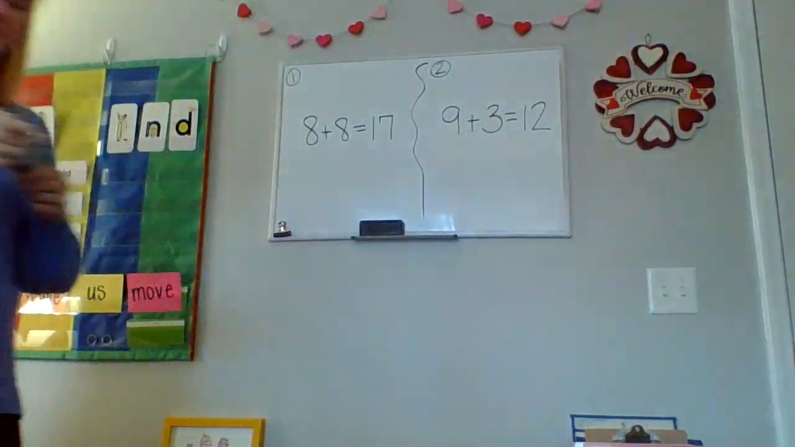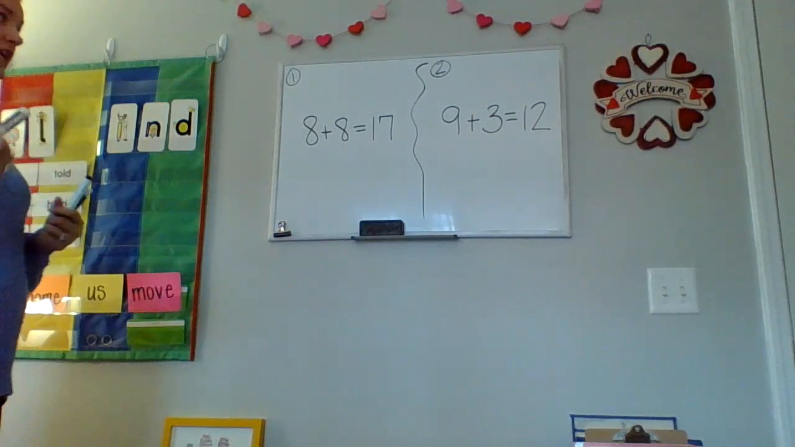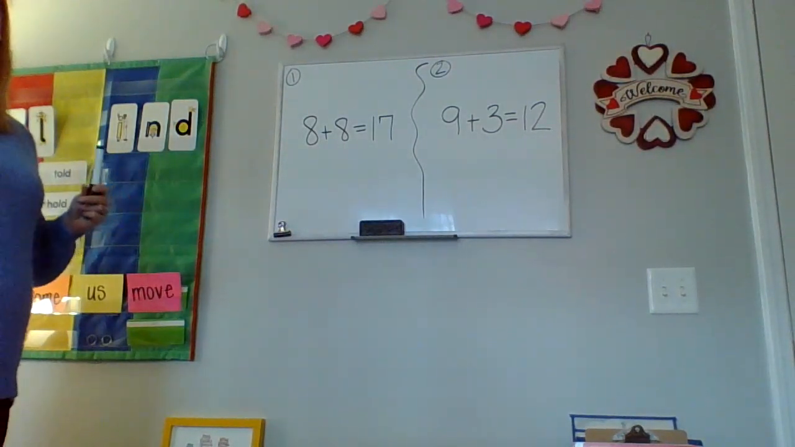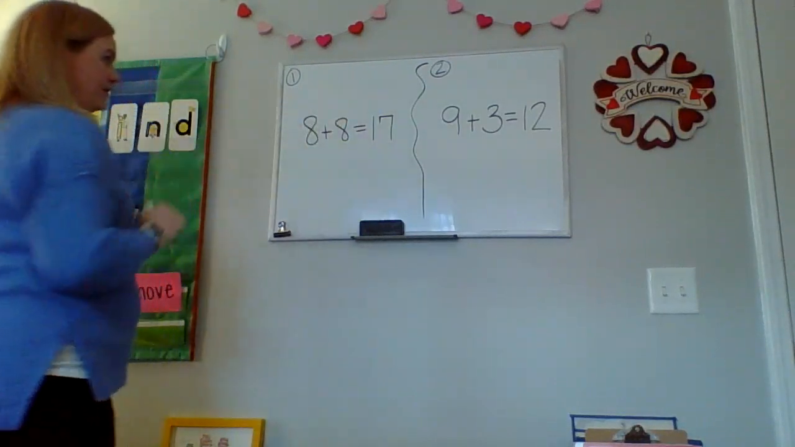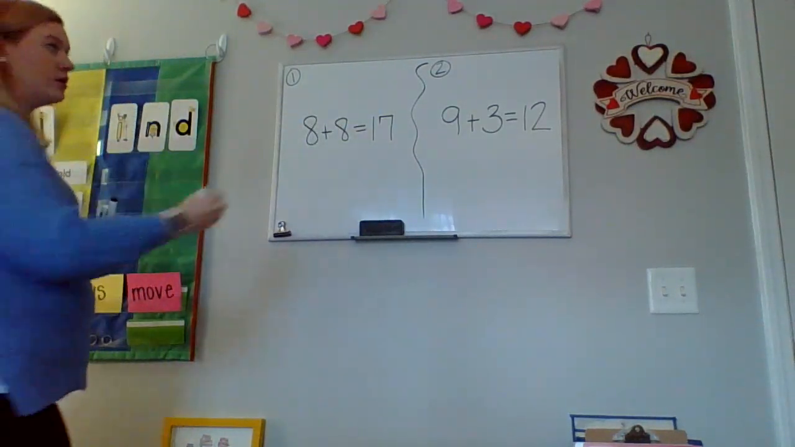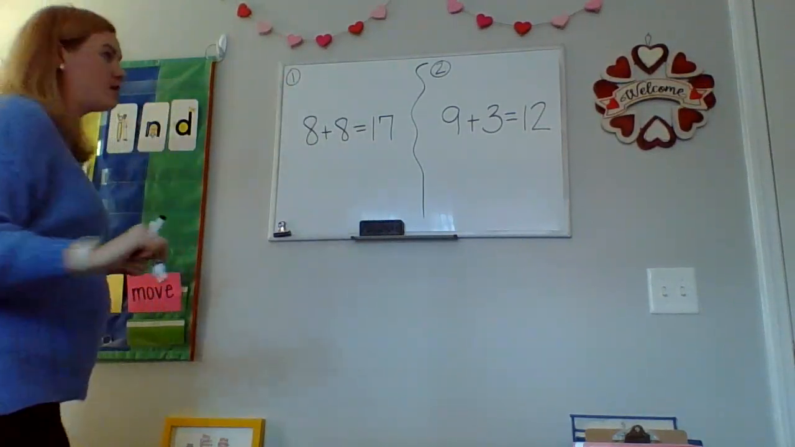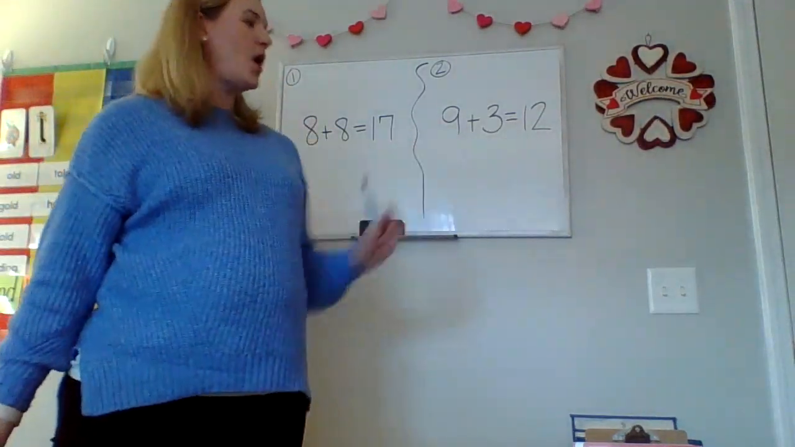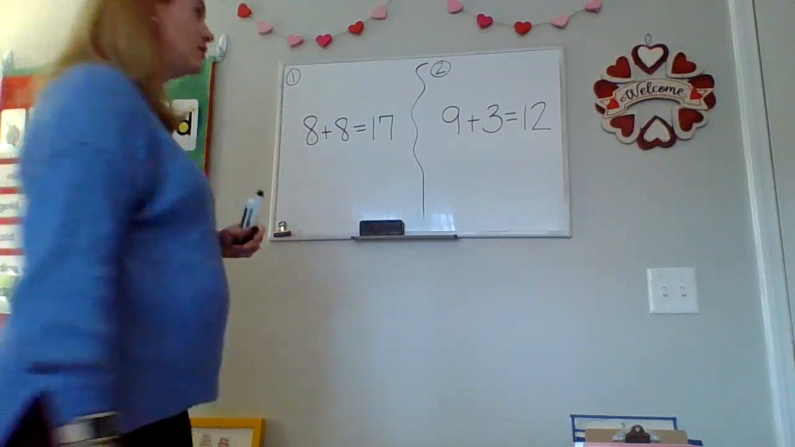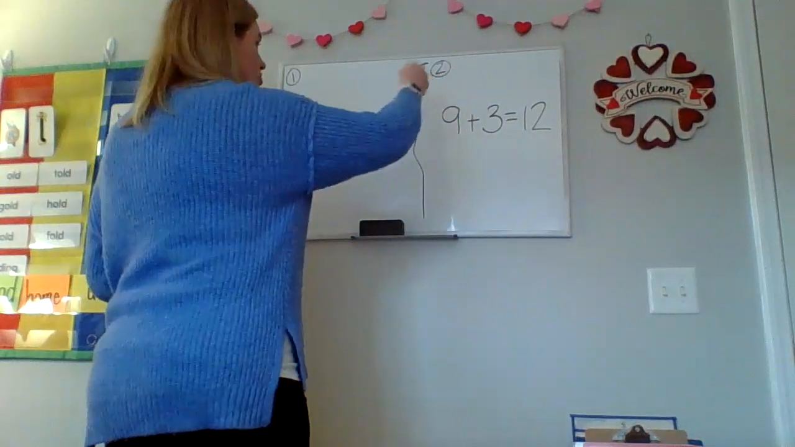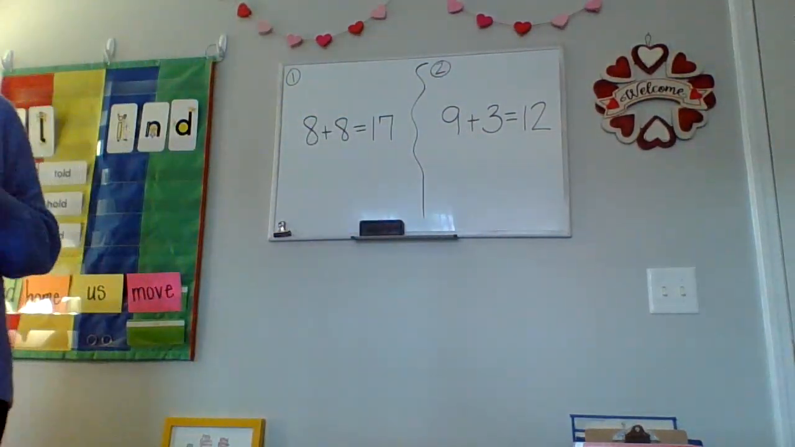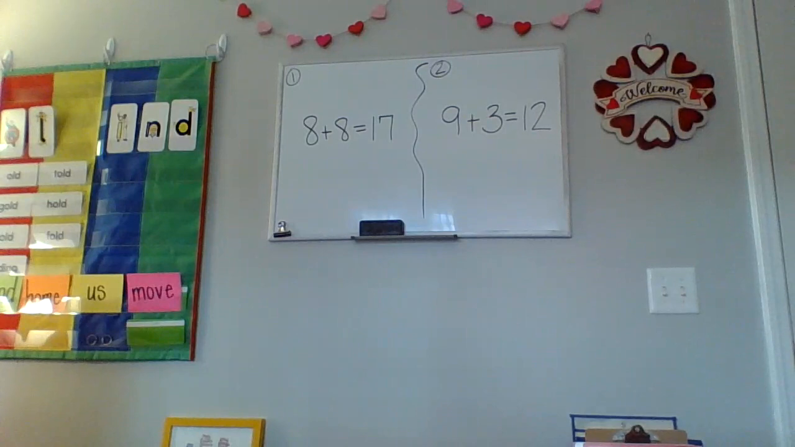Okay, so we have 8 plus 8 equals 17. If you think it's wrong or if it's false, you're going to draw a rectangle around it. If you think it's true, draw a cloud around it. Okay, 9 plus 3 equals 12. If you think it's false, draw a rectangle around it. If you think it's true, draw a cloud around it. So you're writing both of those down.